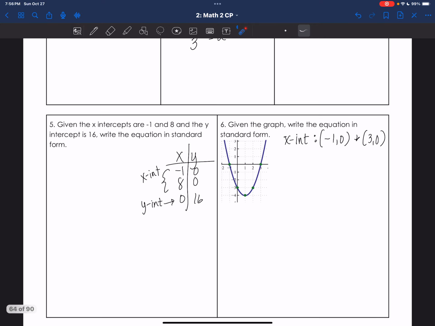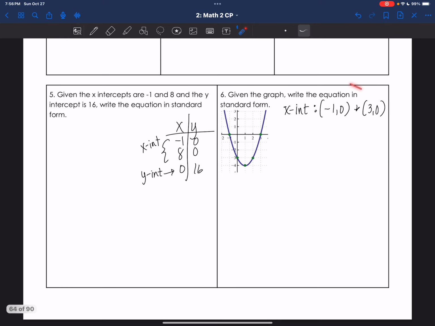All right, so number 5, I'm going to have you do number 5 and number 6 on your own, but I'm going to give you a hint. If it gives you the x-intercepts are -1 and 8, that means y has to be 0. And then notice it said the y-intercept is 16, so this would be your point right here. That means x is 0. So that's your hint, but you're going to go ahead and write that in standard form using the information. And then here, given the graph, write the equation in standard form.